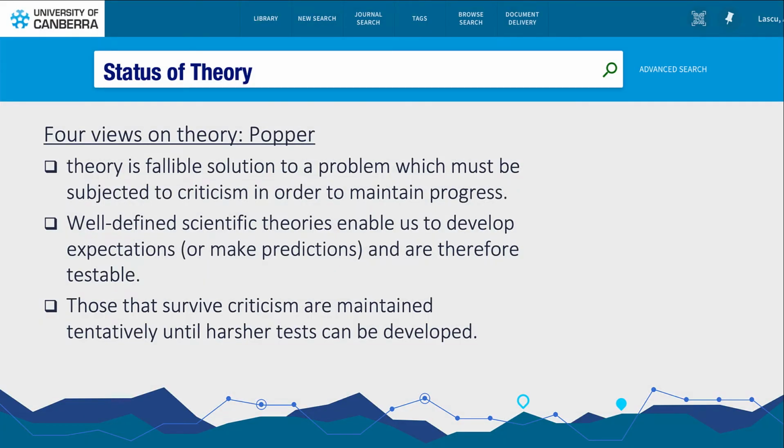Popper believed that theory is a fallible solution to a problem, which must be subjected to criticism in order to maintain progress. Well-defined scientific theories enable us to develop expectations or make predictions and are therefore testable. Those that survive the criticism are maintained tentatively until harsher tests can be developed.